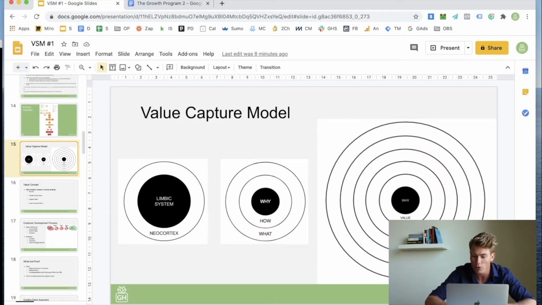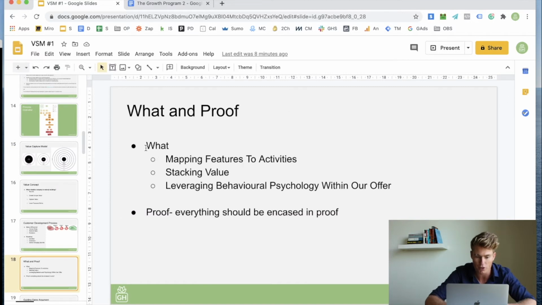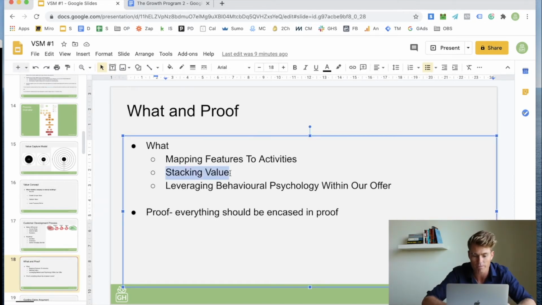So now moving down into what and proof. So when we're creating the what section, what we're going to do is map features back up to the activities that we just outlined. And what this will do is mean that instead of most entrepreneurs who just dump all their features out on the table and the clients don't really know what to make of it or what to assign value to, by mapping it back to the activities and therefore to the problems that the clients had originally, they're going to place real value on these features, okay? And this is then going to allow us to create a suggested price for each of our features, which we can then stack into an offering, okay?